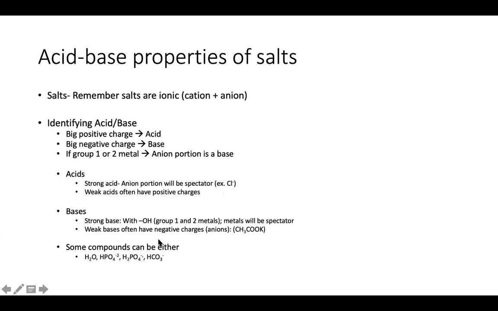But be careful. Negatively charged portions that are the conjugate of a strong acid are spectator ions. Cl minus isn't really a weak base. It's more of a spectator in this course. While for bases, the cation or positively charged portion of a strong base will be a spectator. And lastly, some compounds can be either an acid or a base. Here are some of the examples listed.